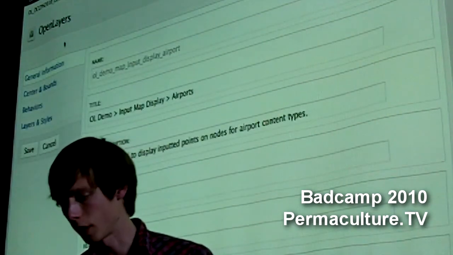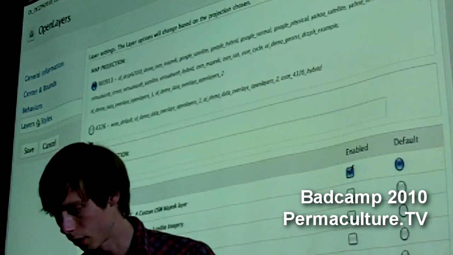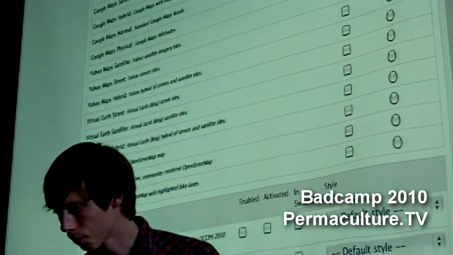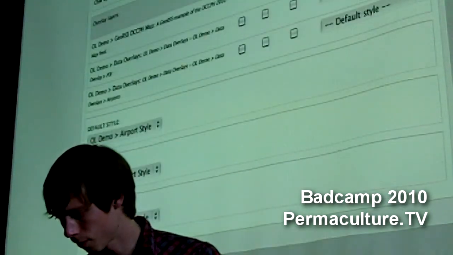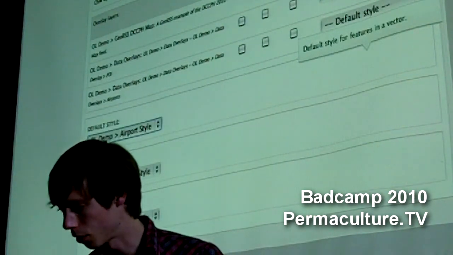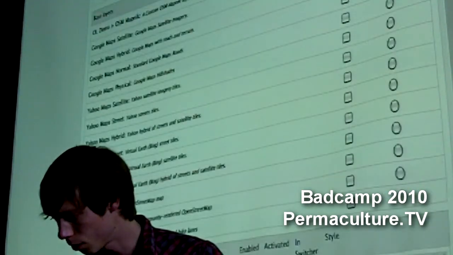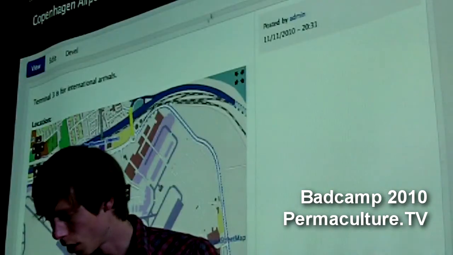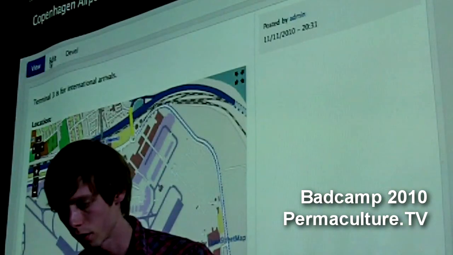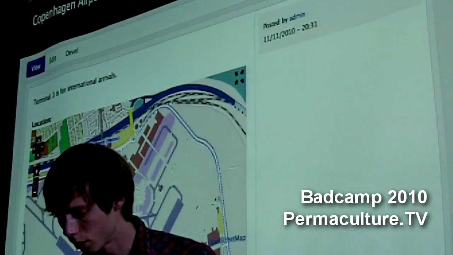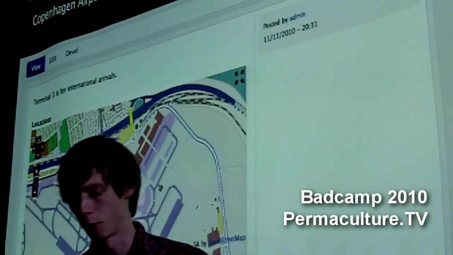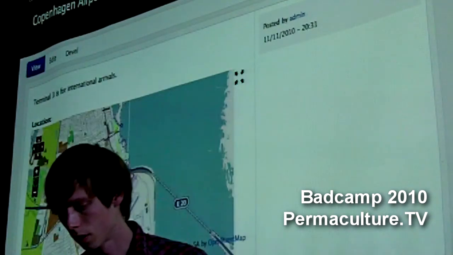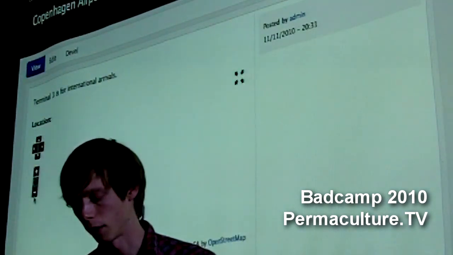So again, going back to our preset, if we look at our layers and styles, we're using the airport style as the default. Don't seem to have any layers and names. Let's see if this works. Yeah, here's our airport node. We don't have any click behavior, so there's no pop-up or anything, but as we zoom out, we can see that icon stays in the same place.